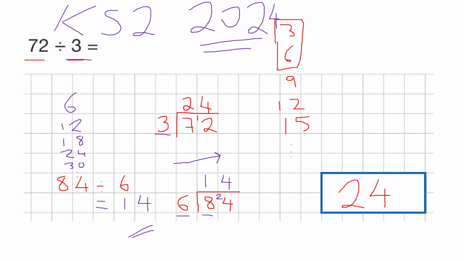I'm going to say, how many times does 3 go into 12? It goes in 4 times fully with no remainder. So our answer is 24.